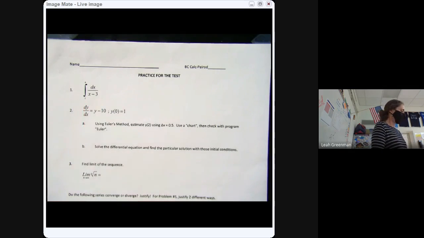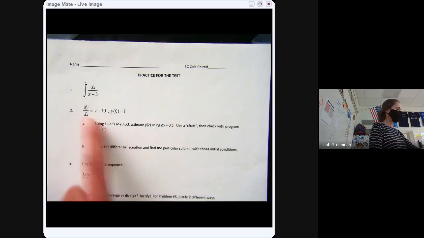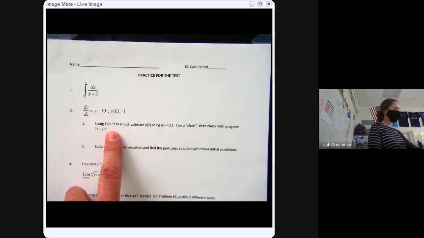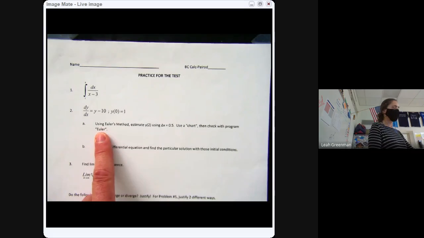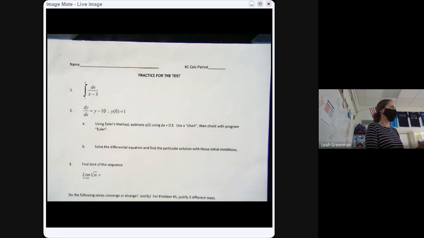All right, then you've got an Euler's method here. Notice it says using the chart. Checking with the program. You won't have the program tomorrow because it's no calculator. And by the way, answer key posted online so you can check all of them. Now, look at part B. Solve the differential equation, right, with the same initial conditions.